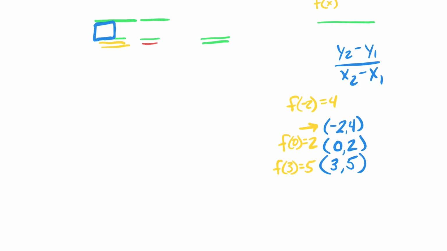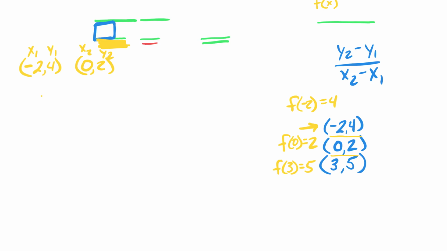So my yellow, I'm working yellow, is the rate of change from -2 to 0. So what I need to do is find the ordered pairs for these. So that's -2 and 0. So what we have is -2 with an output value of 4 and 0 with an output value of 2. I'm going to call this x1, y1, x2, and y2. So I'll go back to my formula.